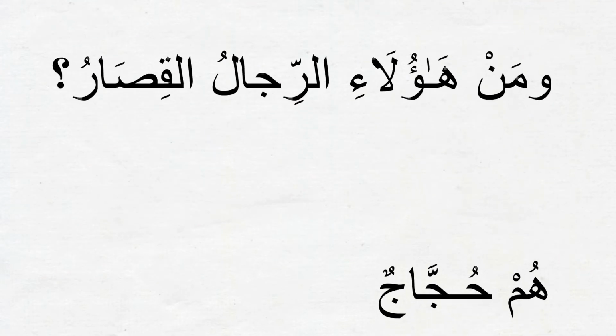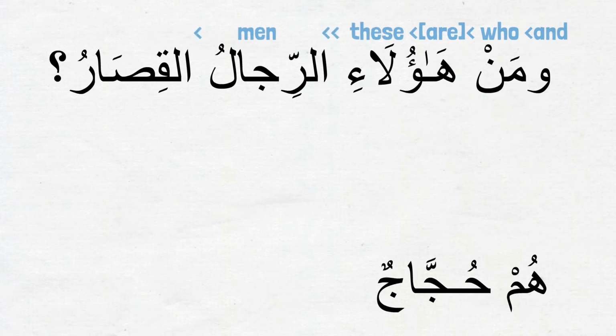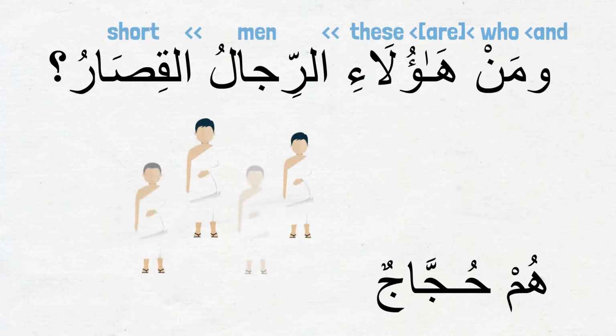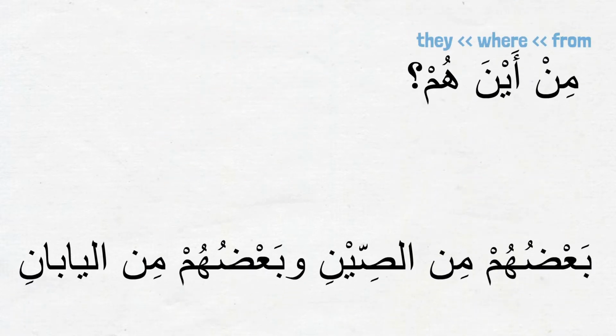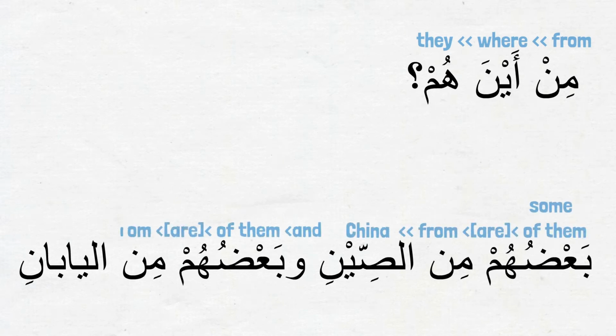Next question. ومن هؤلاء الرجال القصار? And who are these short men? هم حجاج. They are pilgrims. من أين هم? Where are they from? بعضهم من الصين وبعضهم من اليابان. Some of them are from China and some of them are from Japan.